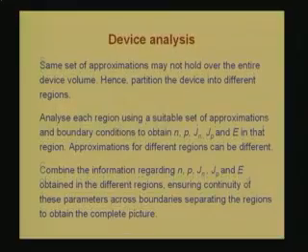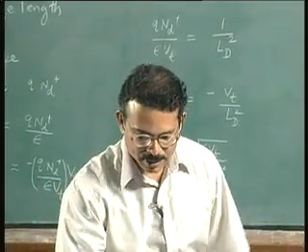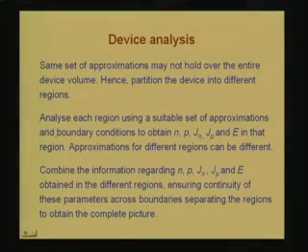Now let us look at the final step. The final step is to combine the information regarding n, p, Jn, Jp and E obtained in the different regions, ensuring continuity of these parameters across the boundaries separating the regions, to obtain the complete picture. Okay? So these are the three important steps in device analysis.